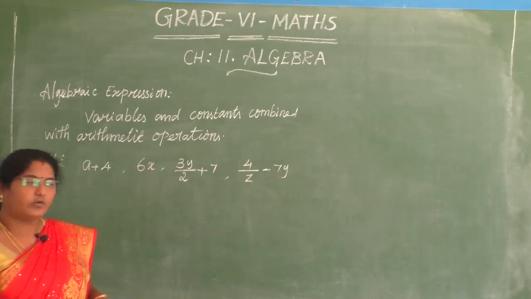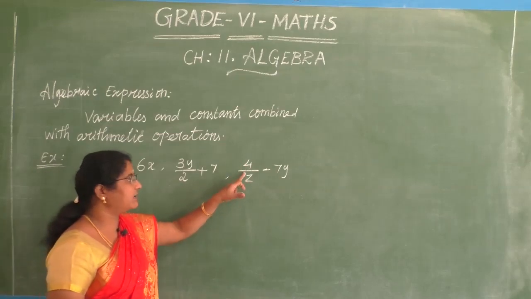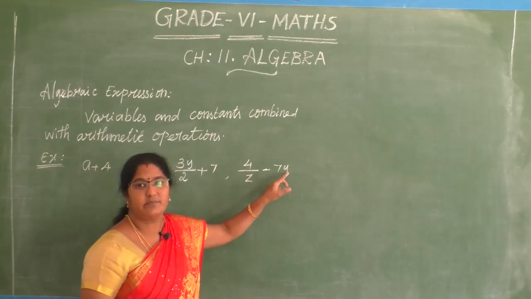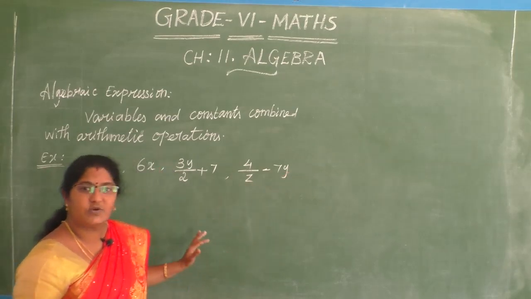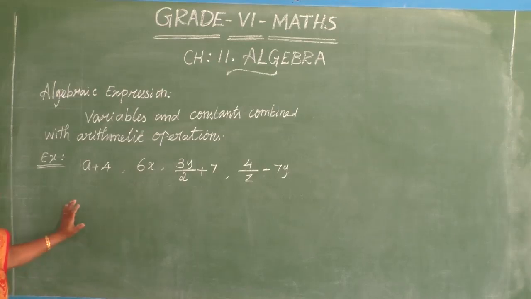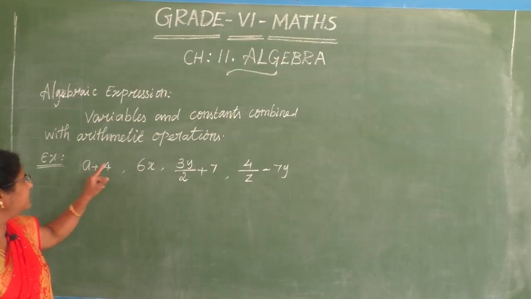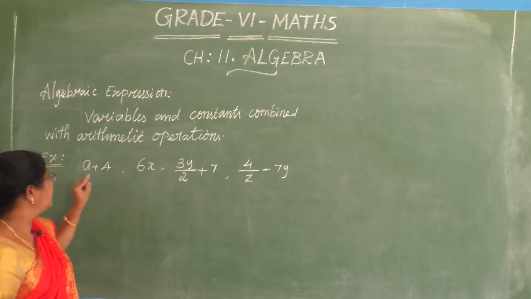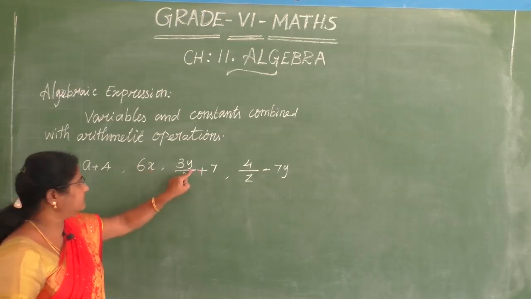Likewise, somewhere here 4 and z are in division, minus is subtraction, and 7 and y are in multiplication. So this is also an expression. So an algebraic expression is a combination of constants and variables with arithmetic operations.